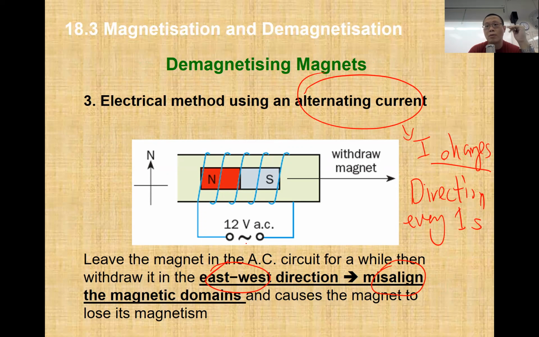East-west direction, because of the Earth's magnetic field, which is north-south. If I remove the demagnetized magnet in the north-south direction, the Earth's north-south magnetic field will imbue a weak magnetism onto the metal bar again. So when I withdraw it in the north-south direction, my metal bar will still be a weak magnet, and I cannot destroy the magnetism completely. To do it, I need to withdraw it in the east-west direction after misaligning all the domains. So this is what we mean by the keywords. It's relatively simple because it's all the same, just that the methodology is different.